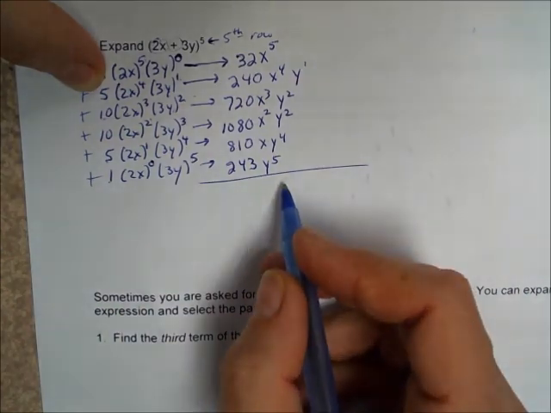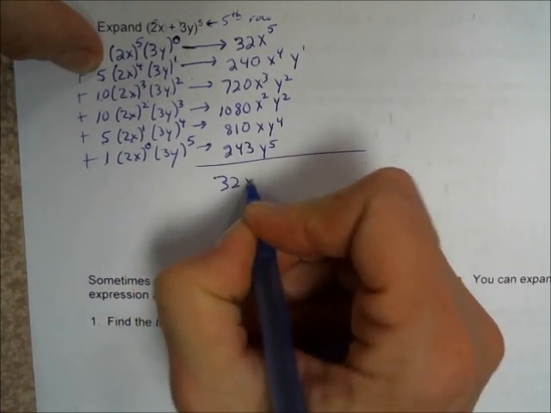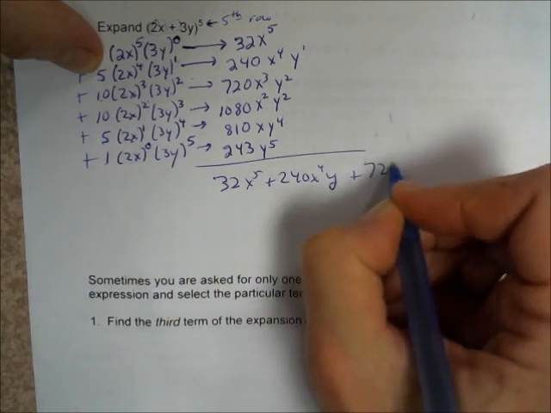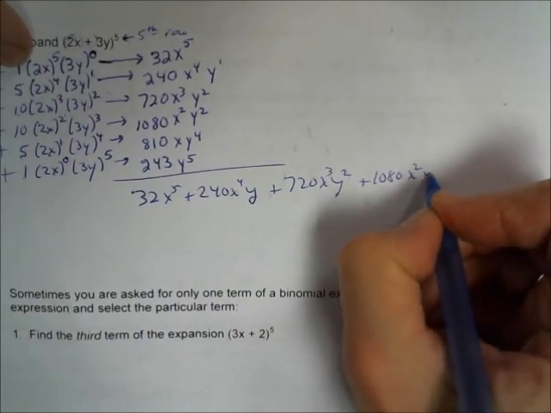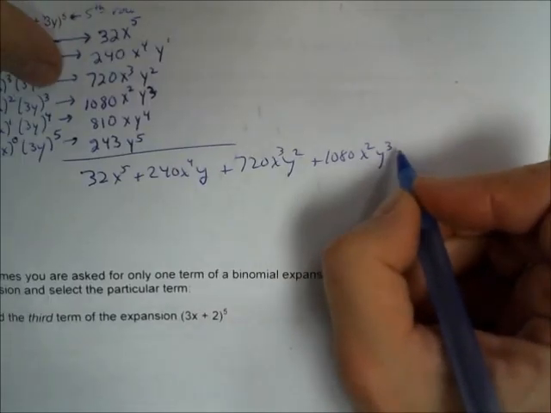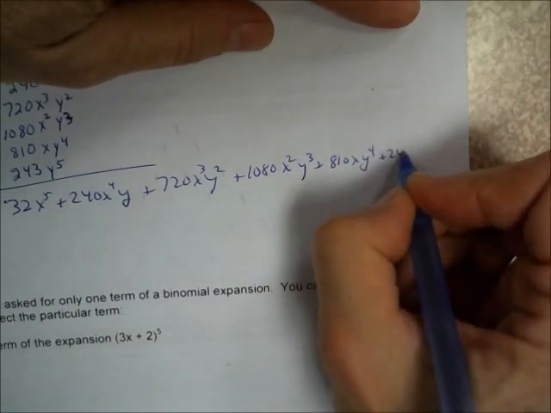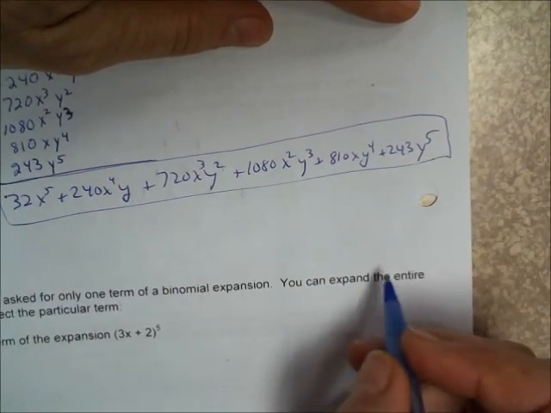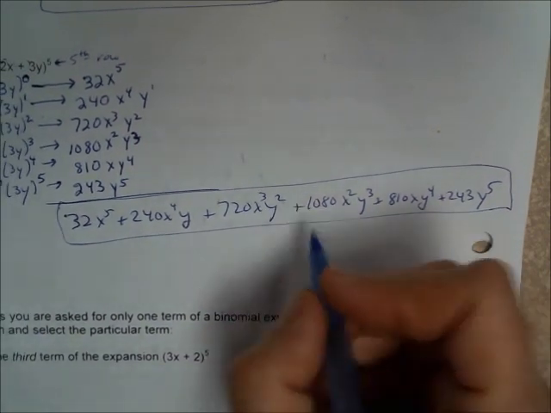And now this is a vertical representation. Now we'll just turn it around and write it horizontally. 32x to the 5th plus 240x to the 4th y plus 720x cubed y squared plus 1080 x squared y, whoops, this should be y cubed, I made a mistake there, y cubed plus 810x y to the 4th plus 243 y to the 5th, and there is our answer. And that's a lot faster than multiplying 2x plus 3y by itself 5 times.